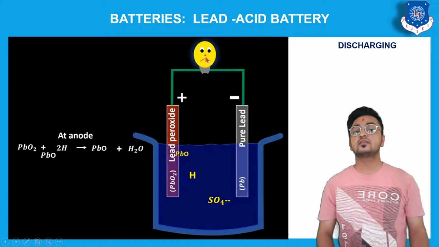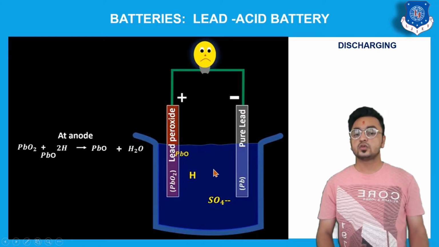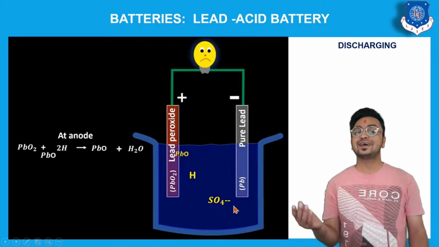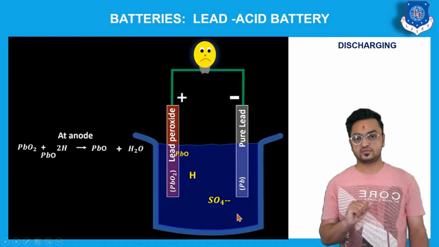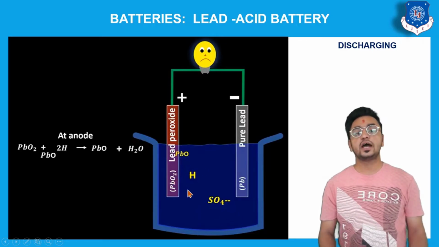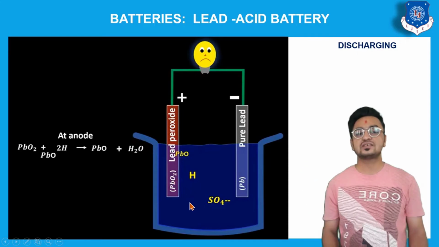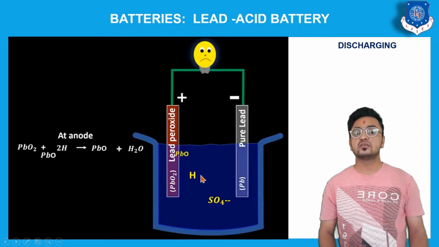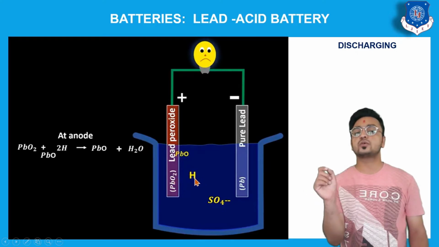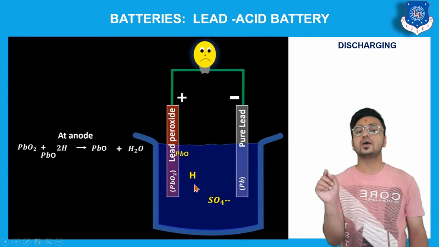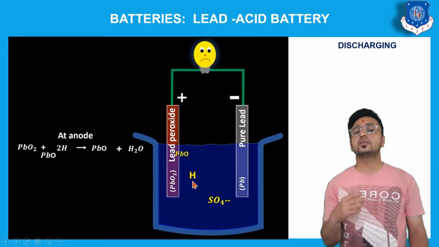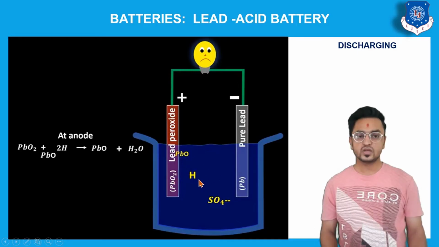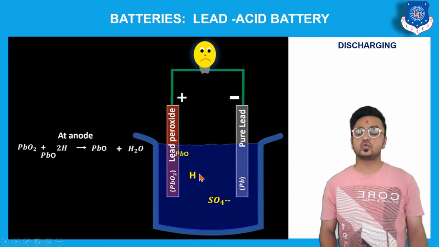When this load is connected, the molecules of H2SO4 will break into hydrogen and the SO4 component. We know that hydrogen has a positive charge and SO4 has two negative charges. Normally, in the equation of H2SO4, we have 2H, which provides two different hydrogens, but for this discussion we are considering one hydrogen ion, which has a positive charge.